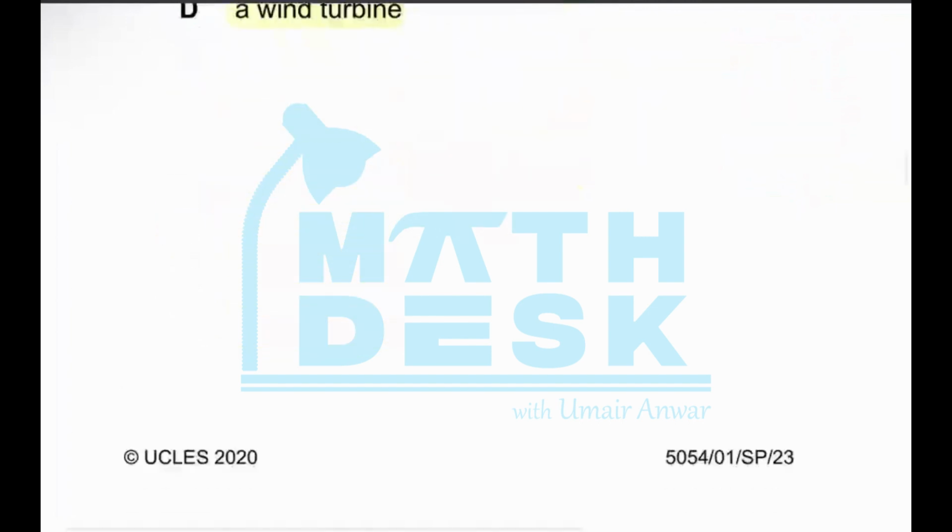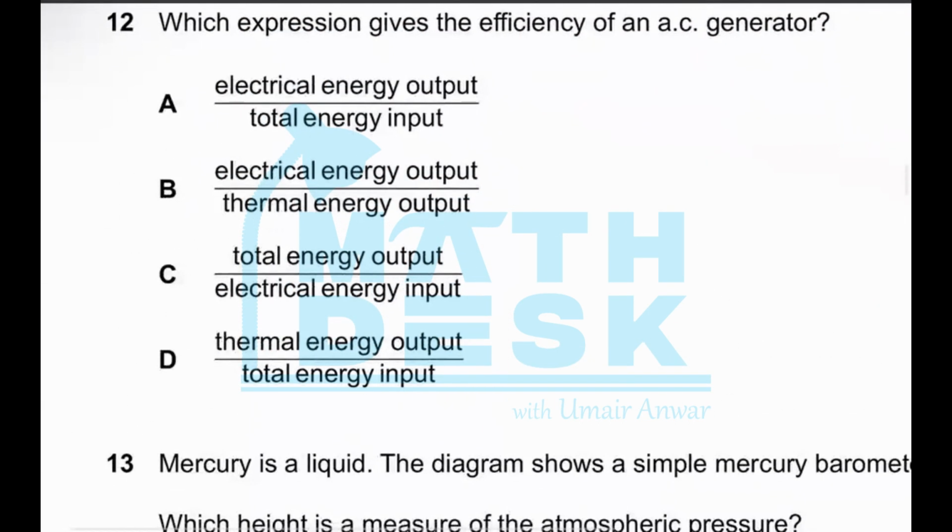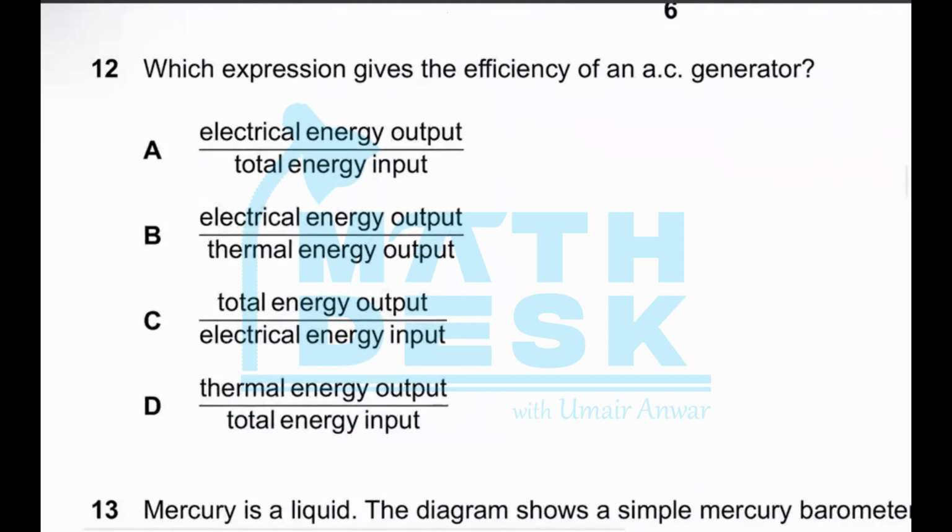Question number 12 says, which expression gives the efficiency of an AC generator? So in an AC generator, we do provide some energy as input and we receive electrical energy as our output. So the efficiency would be the total energy provided to the generator, and it would be in the denominator, and in the numerator there should be electrical energy which is being taken as the output. So the first option says electrical energy output, total energy input. This is the correct one.